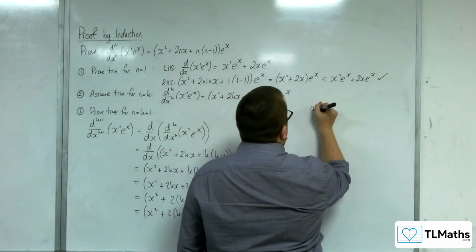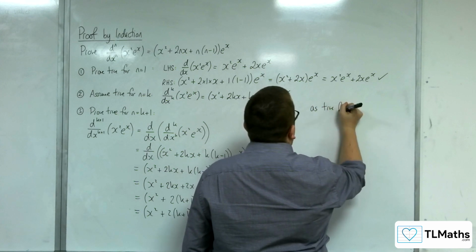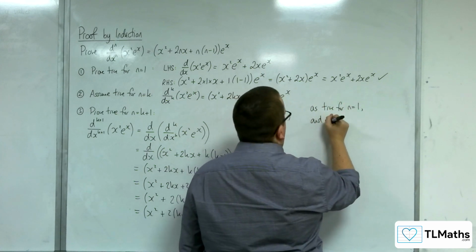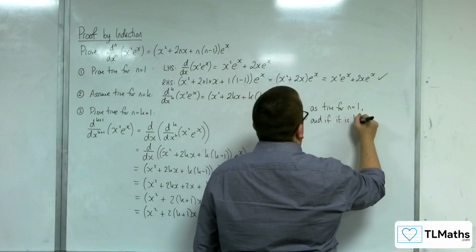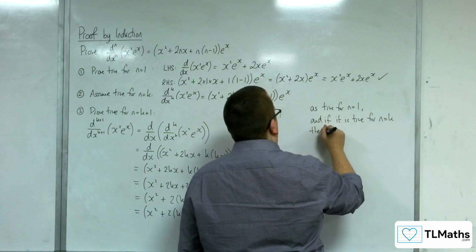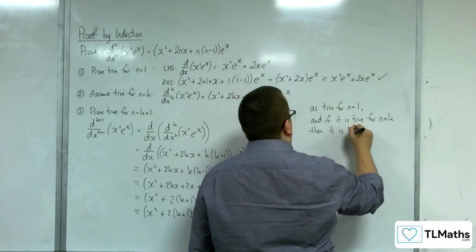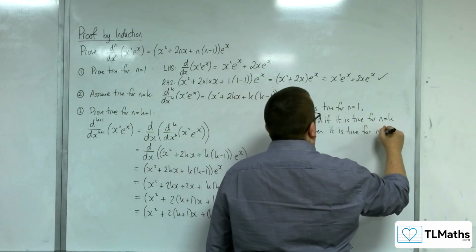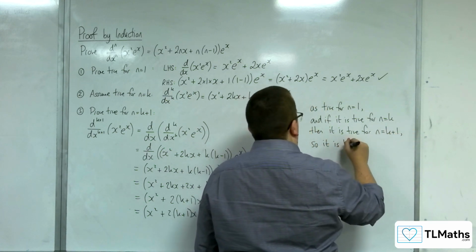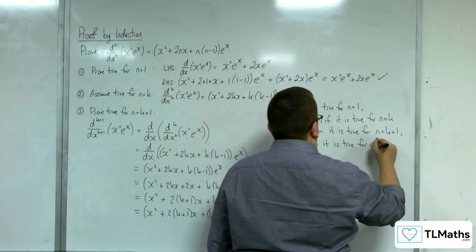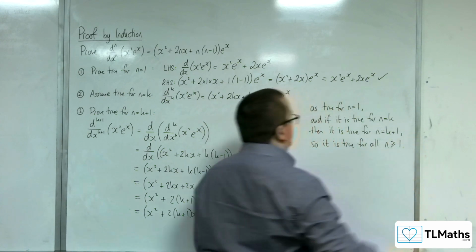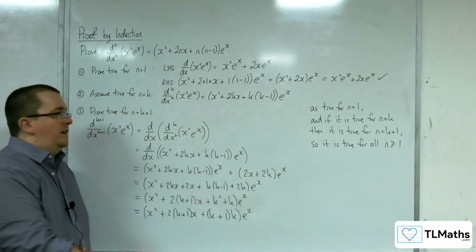So as it is true for n equals 1, and if it is true for n equals k, then we've shown it's true for n equals k plus 1. So it is true for all natural numbers n greater or equal to 1. And so that completes the proof.